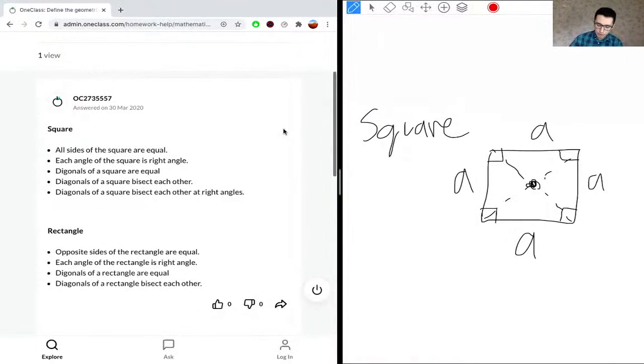So in my picture, it's not clear that they bisect at right angles, but they do. So if you were to measure this angle right here, it would be 90 degrees. So those are the properties of a square.